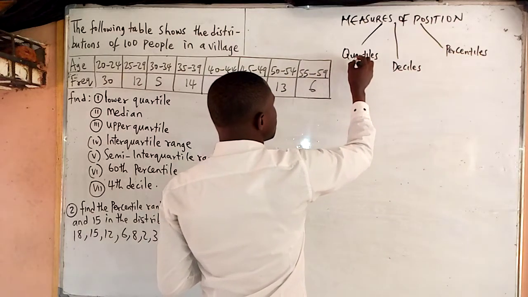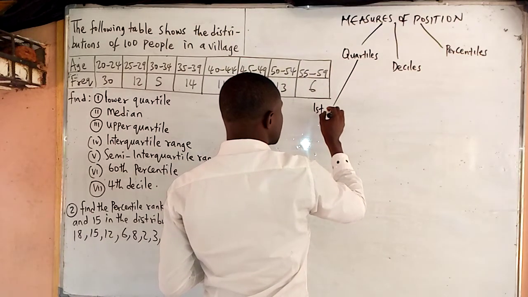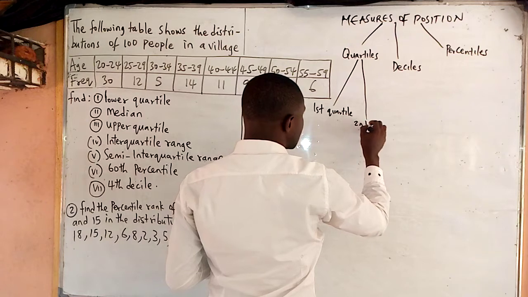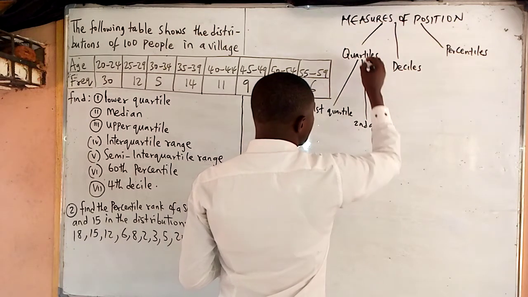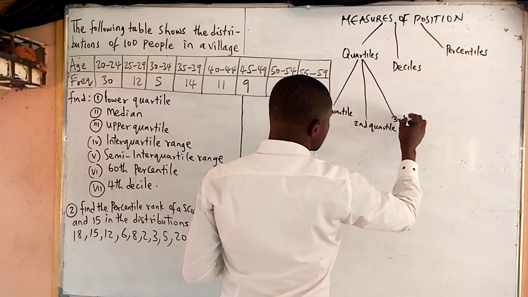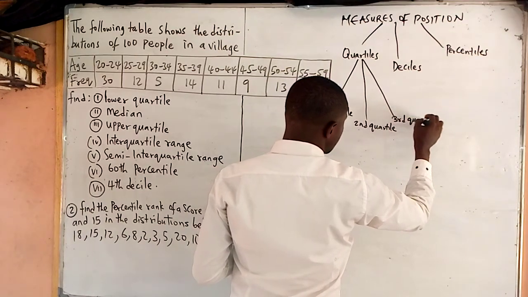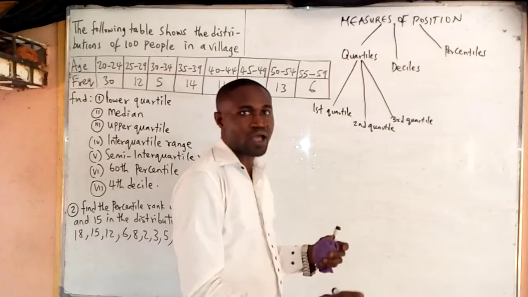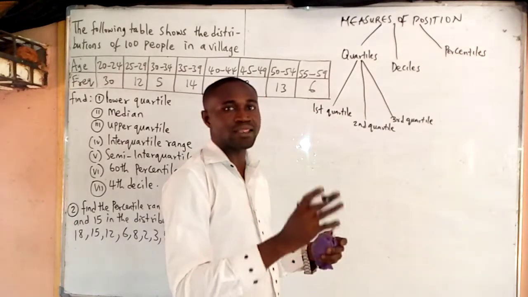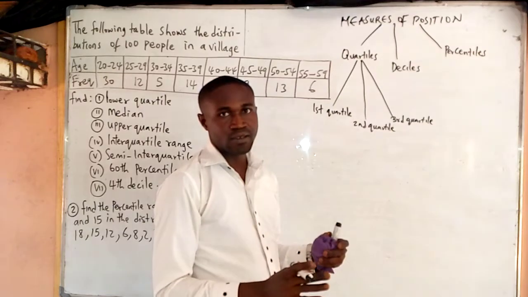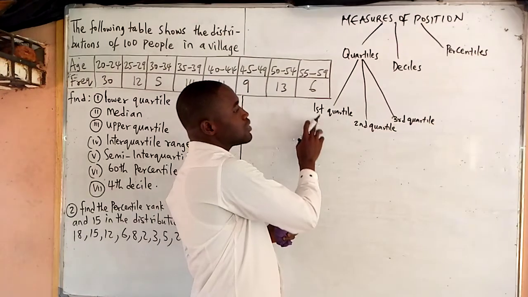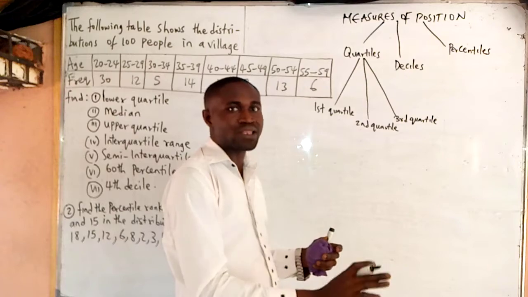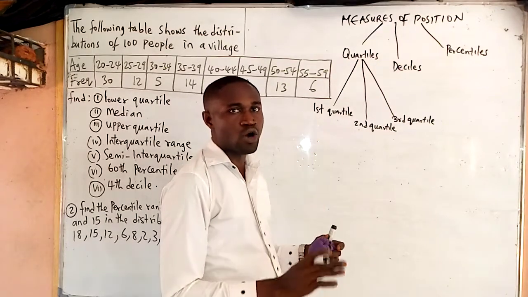Now, under quartiles, we have first quartile, we also have second quartile, we have third quartile, etc. So we have first quartile, second quartile, third quartile, fourth quartile, fifth, sixth, 7, 8, 9, 10 quartile till infinity. Okay, so it starts from 1 and stops at infinity. First quartile, second quartile, third quartile, fourth quartile, 10th quartile, 20th quartile, 50th quartile, and so on.